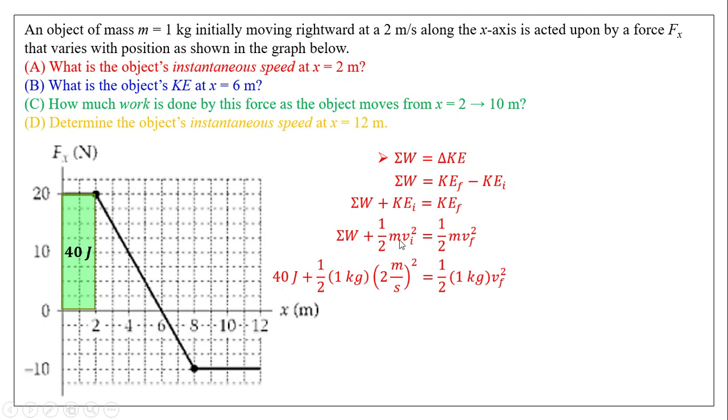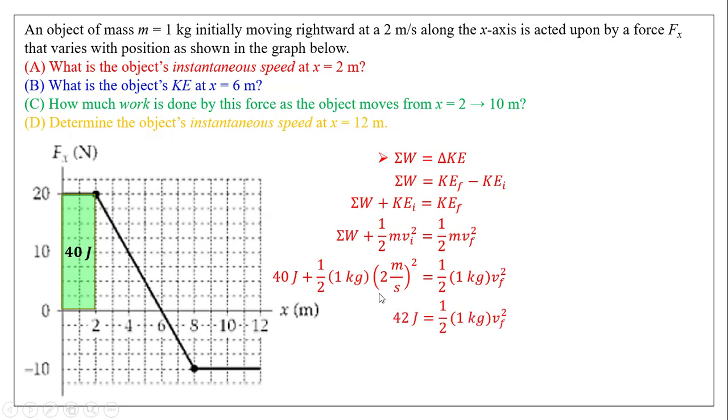1/2 gets carried down. Mass is 1 kilogram, as given in the problem at the very top in the blurb here. And then the initial speed is given as 2 meters per second. So I'm just going to put that. Don't forget to square that. And then on the right side, 1/2 gets carried down. Mass is 1 kilogram, and Vf squared is the only unknown.